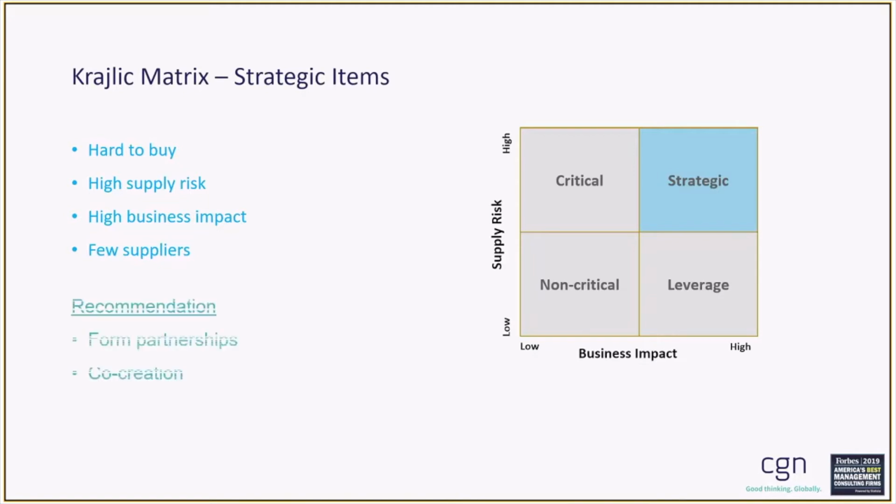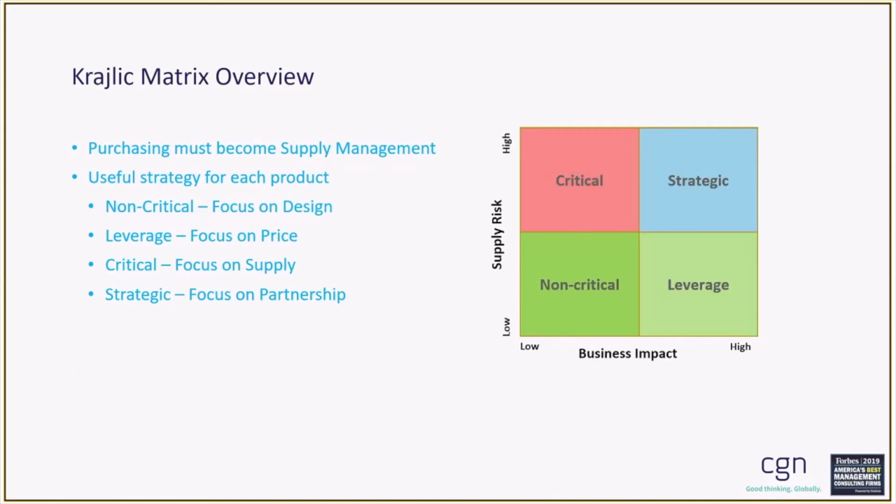The recommendation for a business with strategic items using the Krajlic Matrix is to form a partnership between the business and supplier. Purchasing should work with the supplier to build a strong partnership. This focus on partnership can lead to co-creation of the strategic product, which will lower business impact and supplier risk.